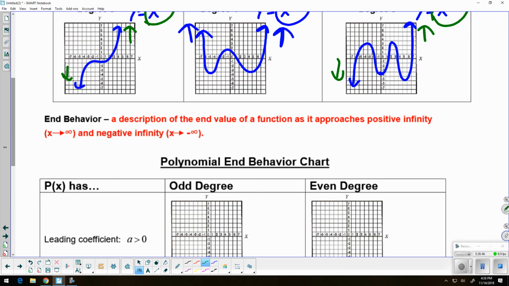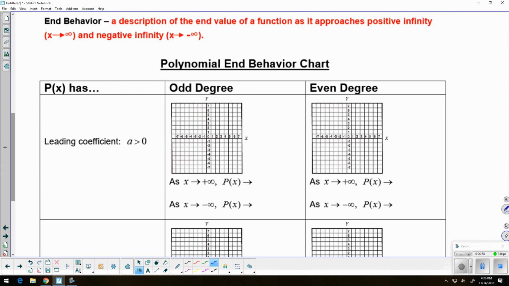So it's basically just saying, what is the graph doing? As my x's approach positive infinity, as my x's approach negative infinity, what is the graph actually doing in itself? Starting off, these first two, you can see it says leading coefficient is a positive number. So it says that a is going to be greater than 0. Again, that just means that you have a positive leading coefficient. So the LC is going to be positive.